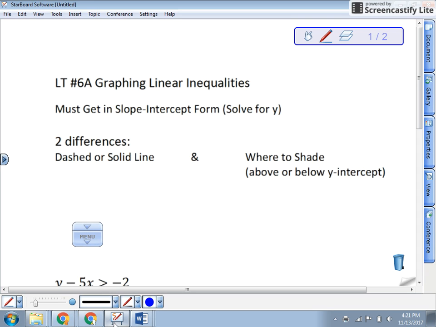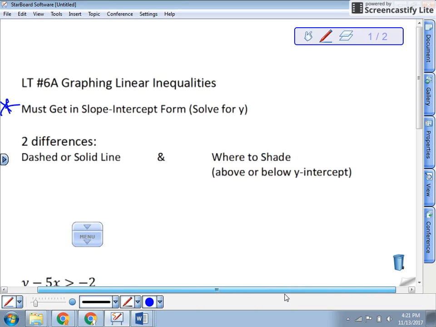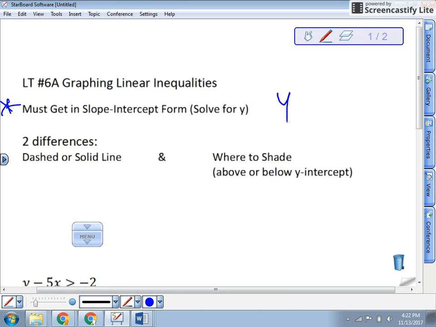Welcome to the notes on graphing linear inequalities. Remember, inequalities are very similar to equations, except the symbol is different. So just like graphing lines, we must get it in slope-intercept form, which is, again, solving for y. And if you don't remember what that looks like, that's y equals mx plus b. Now, the only difference is instead of an equal sign, we're going to have some inequality there, okay? But remember, we're still going to follow those same rules.